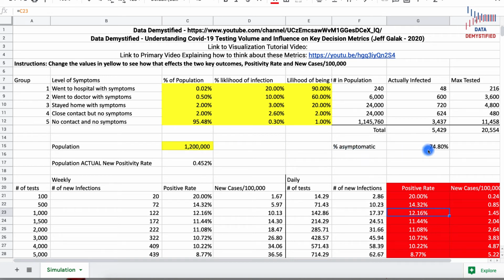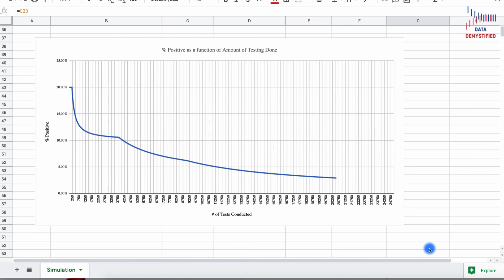Another thing to point out is I calculate the asymptomatic rate here. And so this is just figuring out the people who are not showing symptoms, what proportion of all infected people do they represent. In this case, it's about 75%, which is consistent with things that we know about in the world. So what's worth really pointing out is that as we have more tests, the positivity rate gets closer to the true population positivity rate. And you can see that really nicely if you scroll down to this graph.